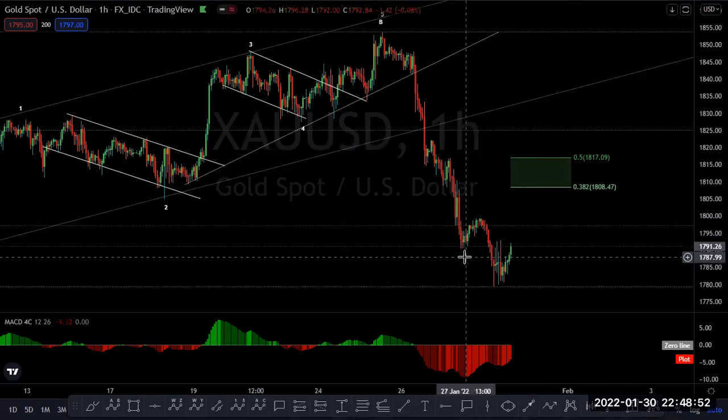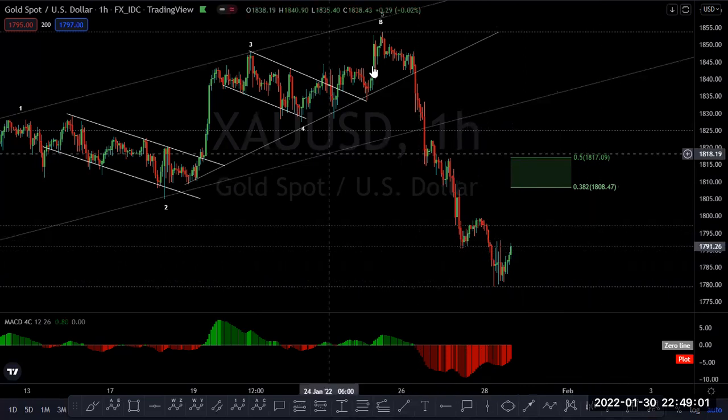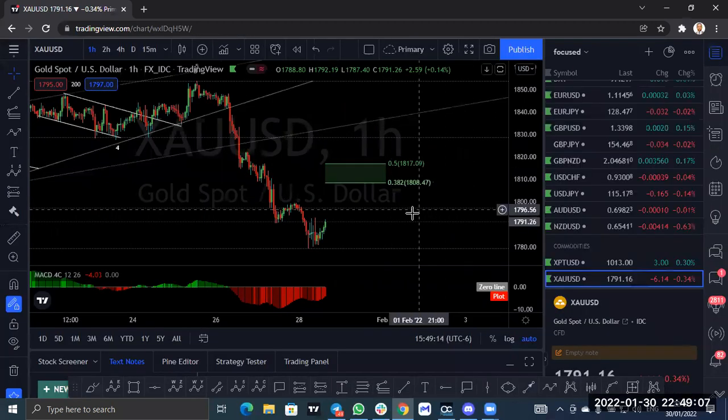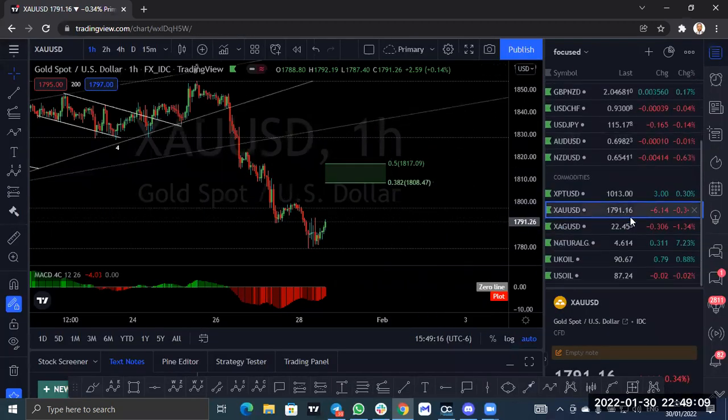If it is a 4-hour structure that we are trading, then we target to trade with C. That's how I trade. That's how I teach my students. For this type of situation, there is no idea. Just waiting is the best thing to do.